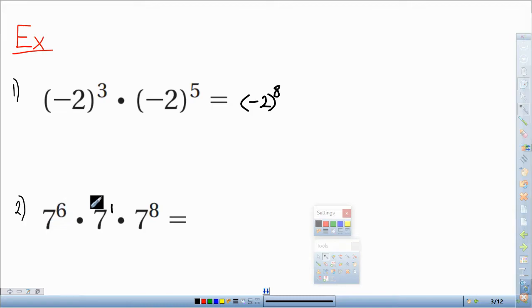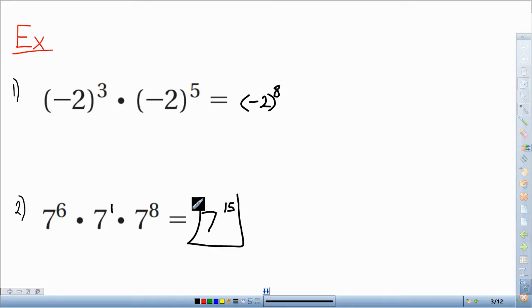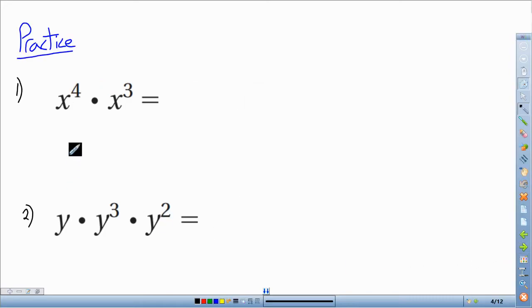So 6 plus 1 would give me a 7. 7 plus 8 would give me 15. So this would be 7 to the power of 15. And if you want to put little boxes around these, that always looks nice. So now that you have seen those, go ahead and try a couple of these on your own, and then we'll get to the next rule.